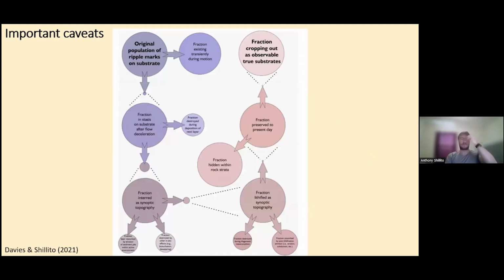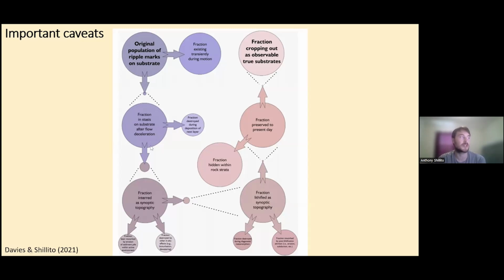Now, before I get on to the meat of the talk and the ichnology portion, I'm going to talk quickly about the caveats of all of this, because as you can see from looking at the size of these circles as they progress, we are getting a vanishingly small fraction of these original snapshots preserved in the rock record. If you think about the original population of ripple marks that form on a beach, the majority of those exist for seconds. They're transient during motion of the ripple.